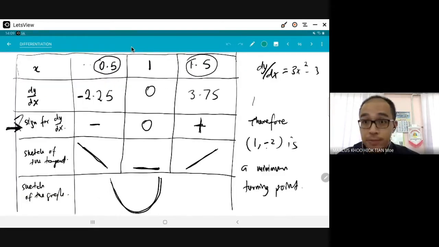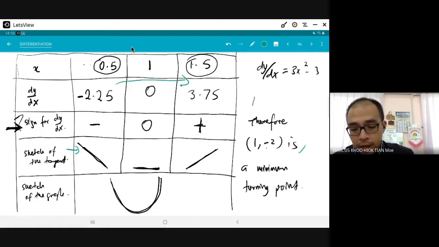Then we have this big table, and this is how to show your working. Then you have to mention, this point is a minimum turning point, this point is a maximum turning point, depending on how the tangent changes. If it changes from negative to positive, then it's a minimum turning point. If it is the other way around, then it is a maximum turning point.